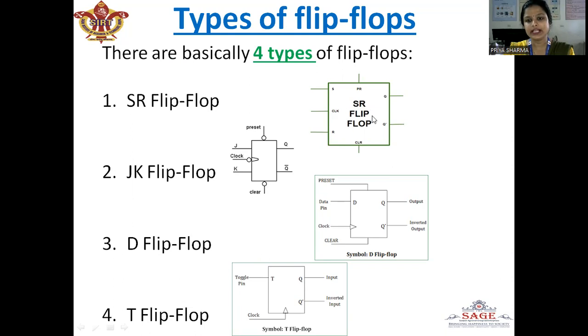The preset and clear are used so that the previous output can be cleared or can be set again for the present input. Again, for the data flip-flop, we have a single input, that is the D pin, and two outputs, one is the normal and the other the inverted output, with the preset and clear pins. Last, the toggle flip-flop also has one input and two outputs.